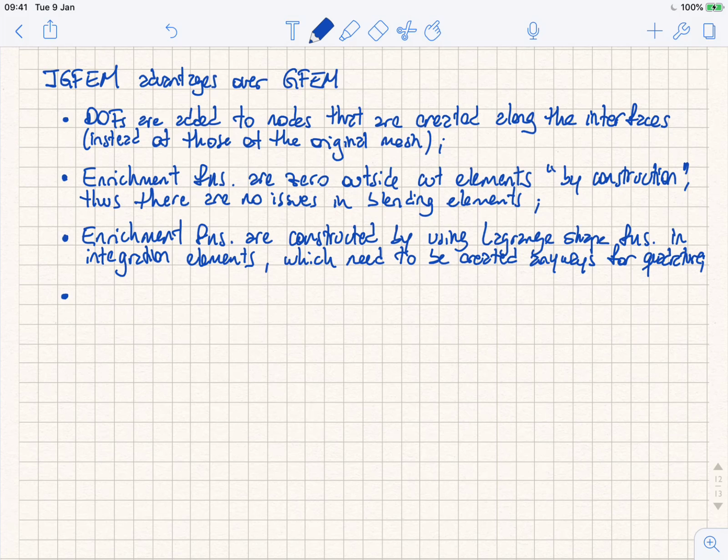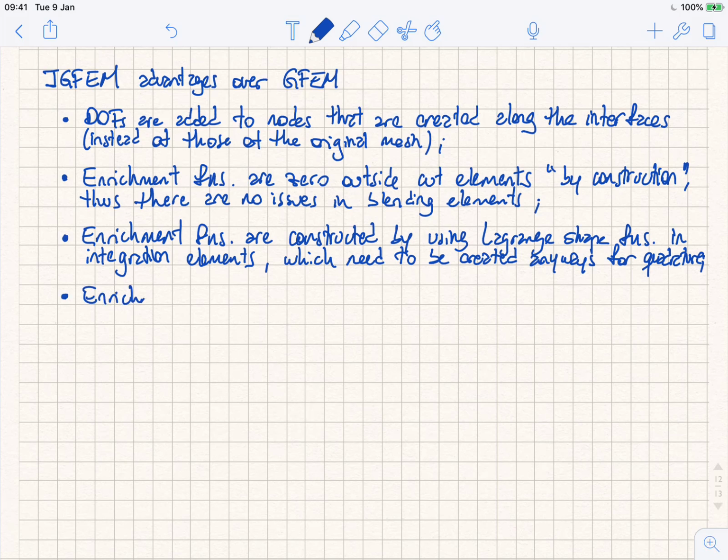Now, an important one is that if you think about the way we are constructing the enrichment functions in IGFEM, the enrichment functions are exactly 0 at the nodes of the original mesh. Exactly 0. Yeah? And what does this mean? Who can tell me what are the benefits of having those enrichment functions being exactly 0 at the nodes of the background discretization?